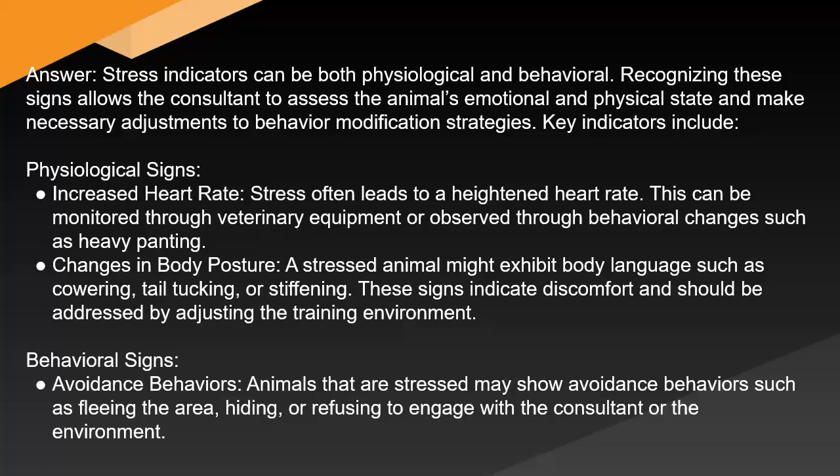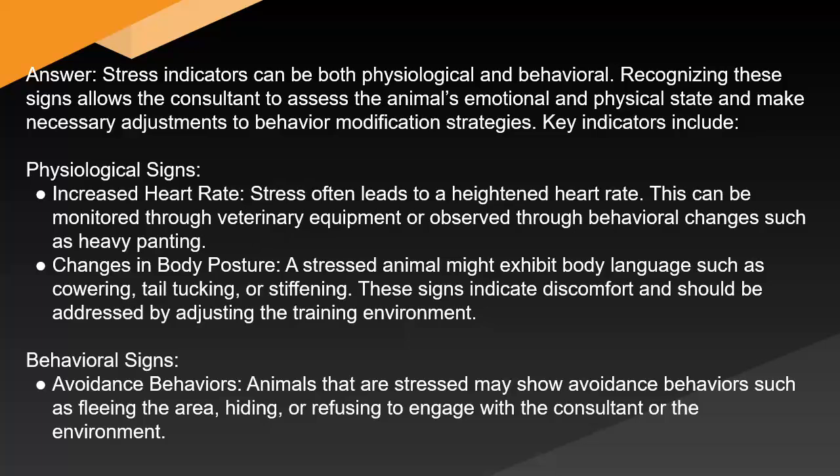Increased heart rate. Stress often leads to a heightened heart rate. This can be monitored through veterinary equipment or observed through behavioral changes such as heavy panting. Changes in body posture. A stressed animal might exhibit body language such as cowering, tail tucking, or stiffening. These signs indicate discomfort and should be addressed by adjusting the training environment.